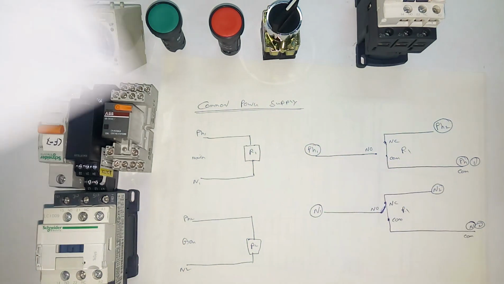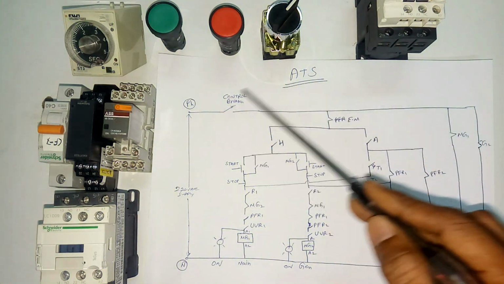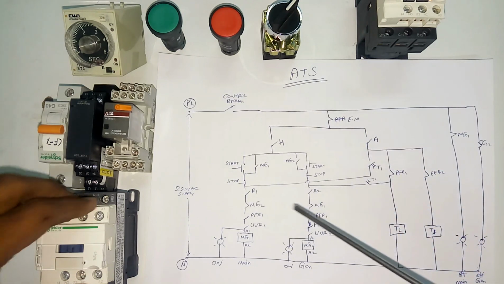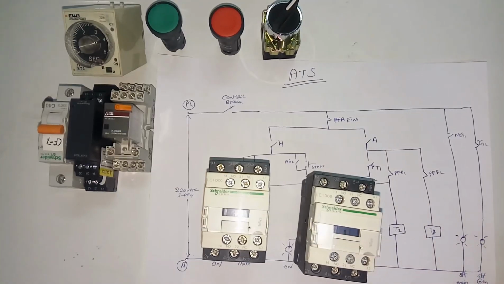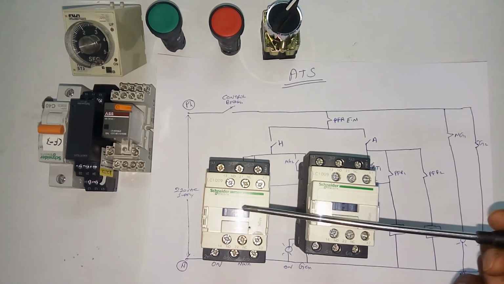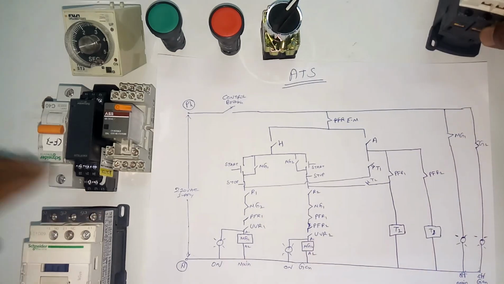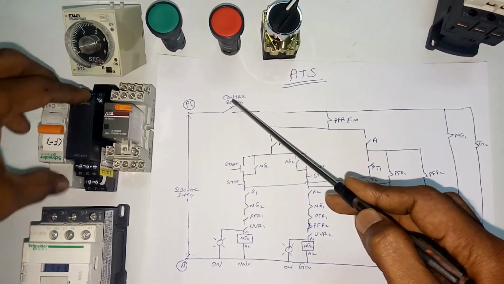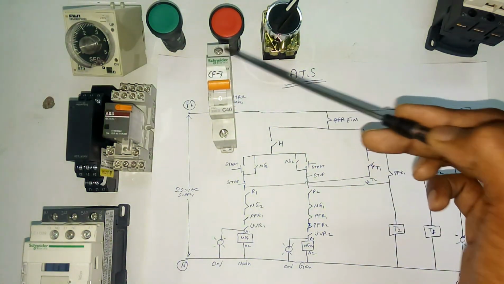This is the control diagram. First see here, the ATS. Here the supply is available. The two contactors, contactor 1 and contactor 2, are used to operate this control diagram. After that, the control breaker is available here. We need to use the control breaker for protecting the control circuit, that's why I am providing the control breaker here.